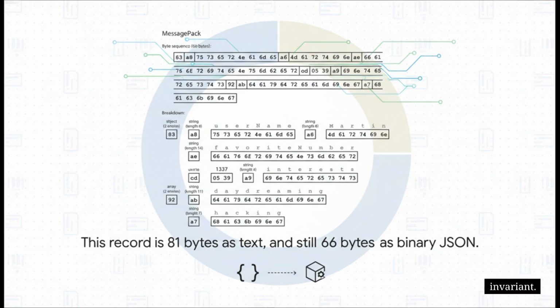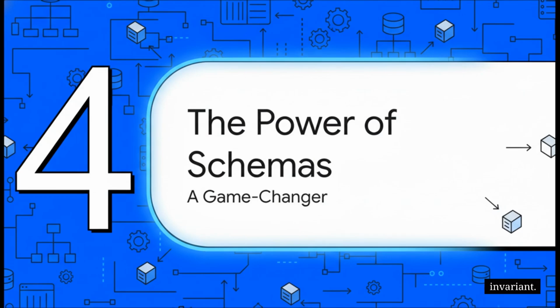Because even in this supposedly compact binary format, you are still sending the full field names, username, favorite number, interests, over and over and over again with every single record. It's just incredibly wasteful. All that verbosity is a huge source of waste, and that waste translates directly into higher network bills and storage costs. But what if we could just get rid of those field names completely?